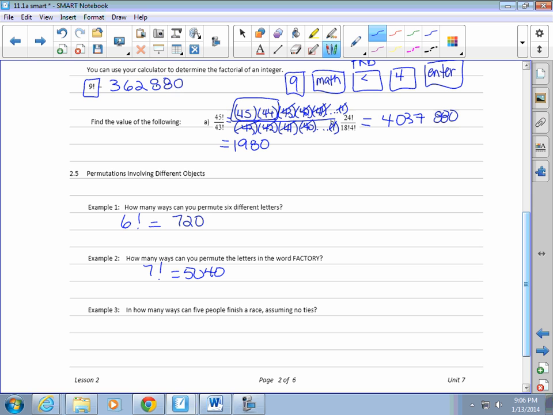How many ways can 5 people finish a race if there are no ties? So that means that you can't have 2 people in first place or 2 people in third place. So that means I would have 5 choices for first, 4 choices for second, so on, 3, 2, 1. So that is the same as 5 factorial. So your answer is 120.